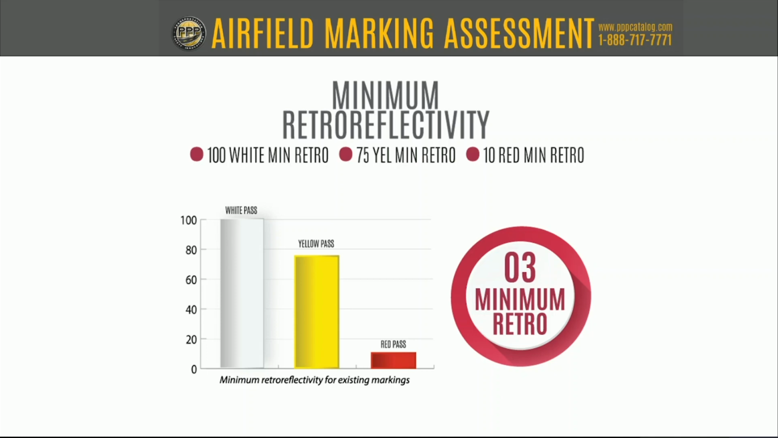So I don't care really whether it's waterborne paint, preformed thermoplastic, type 1 beads, type 3 beads, it doesn't matter. They're saying these are the minimum standards: 100 on white, 75 on yellow, 10 on red. And this is a big deal. It's probably the biggest thing that's happened since.